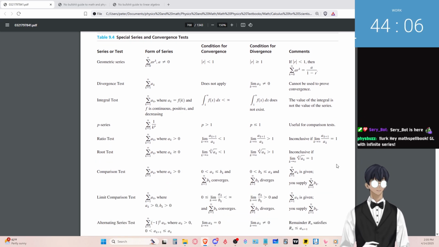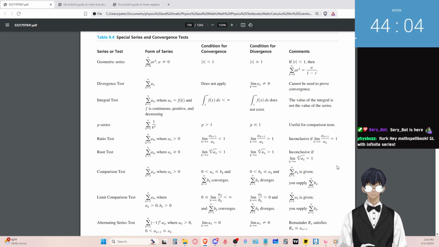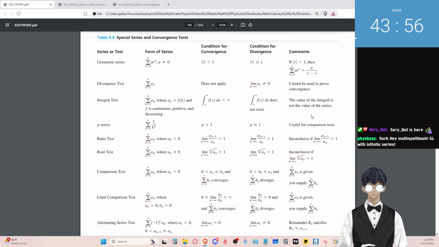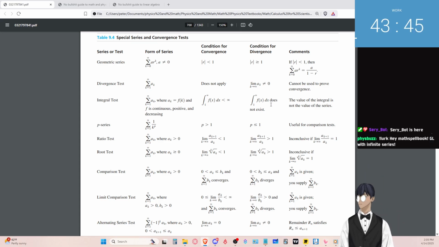I haven't done any of these tests in a long time, so I figured now is the perfect time to start reviewing. The reason I want to go over these tests is because when you get into differential equations, there is a point where you actually need an infinite series. So I figured I would just go over these.